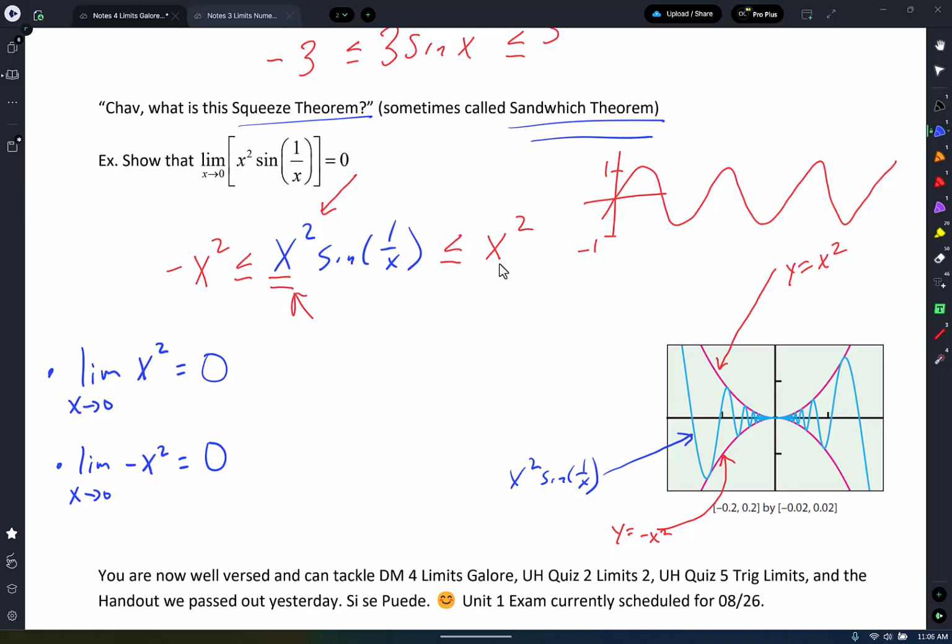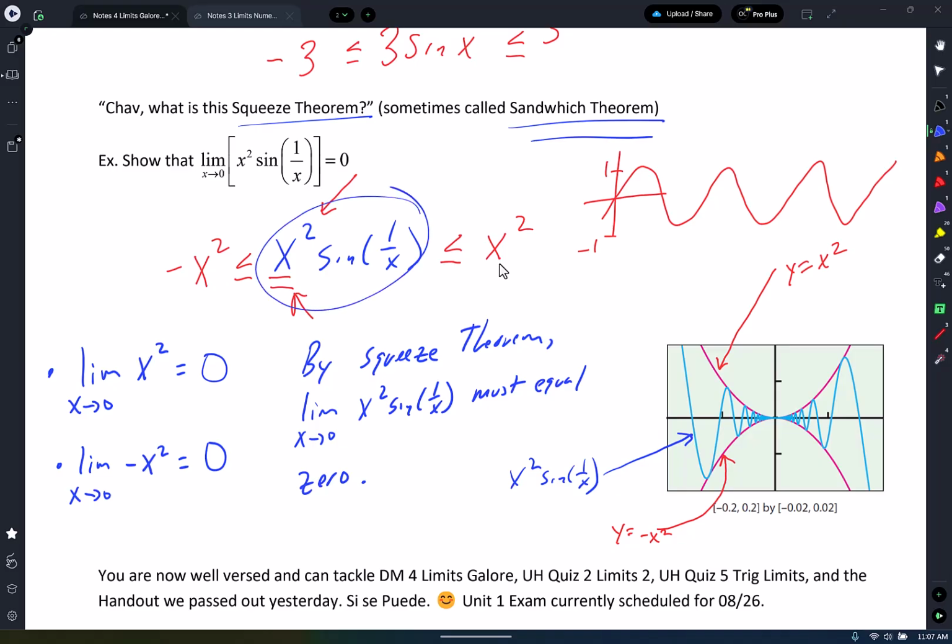So that's what we would write. I'm going to say, by squeeze theorem, comma, limit as x approaches 0 of x squared sine 1 over x must equal 0. And make sure you have these two limits on the left-hand side because that's how you use squeeze theorem. The rightmost is 0, the leftmost is 0, so the one in the middle must also be 0.